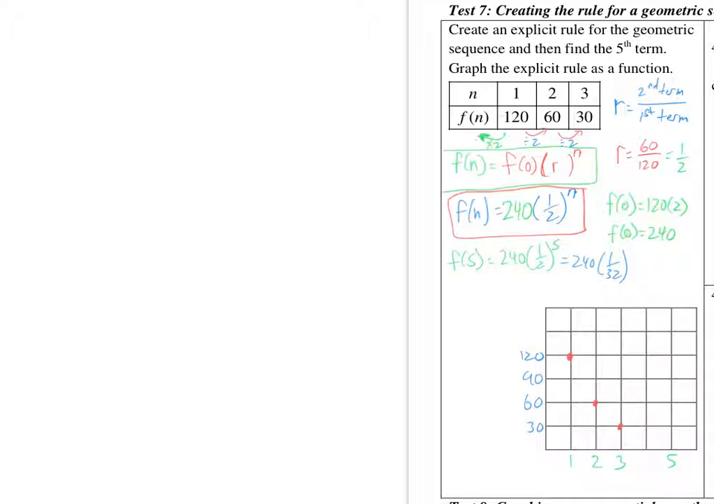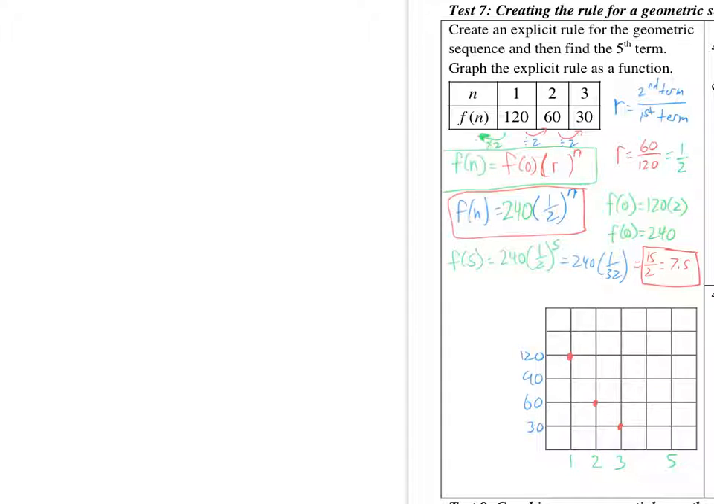So this would end up being either 15 over 2, which is 7.5. Doesn't matter which one. You can put your answer as either of those. Whatever makes you happy. They're both equivalent. So this right here is the fifth term. This right here is the rule. This right here is the graph.